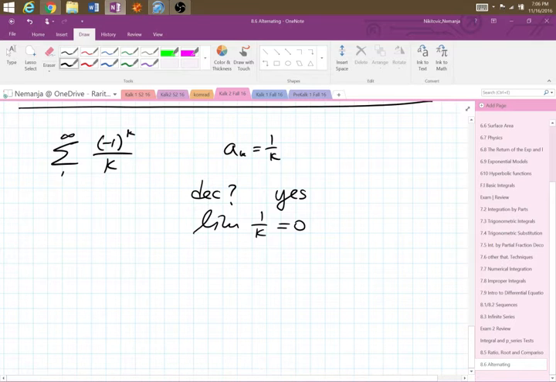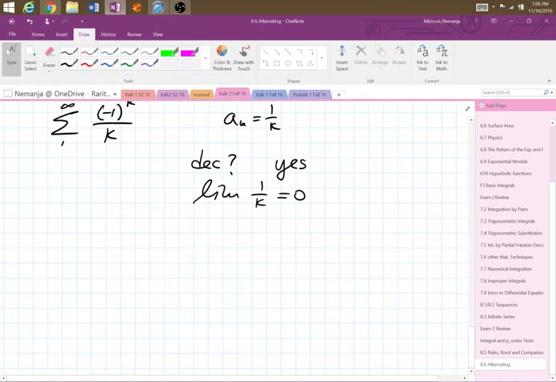Under which condition? Under the condition that negative 1 to the k is there. If it's not there, it's the harmonic series and diverges. If negative 1 to the k is there, it converges. This is how awesome this stuff is. Since this is yes and yes, it passed both of these conditions. We are on the convergence track.